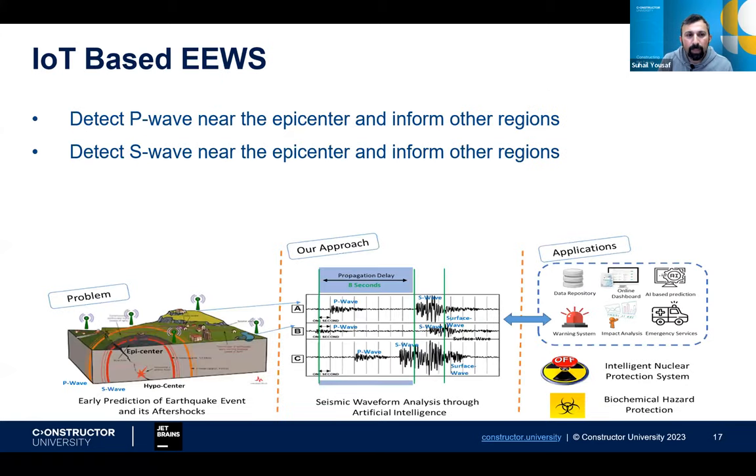Next, please. In the IoT-based solutions, the idea is that there is a station or sensor, and it senses or detects the P wave near the epicenter and informs other regions through telecommunication lines. Similarly, it detects the S wave near the epicenter and informs other regions. Based on that information, decisions can be taken about the arrival of the earthquake event at the destination. Next, please.